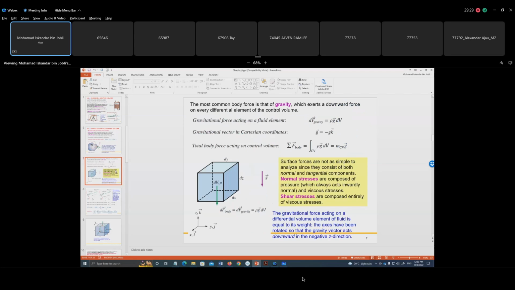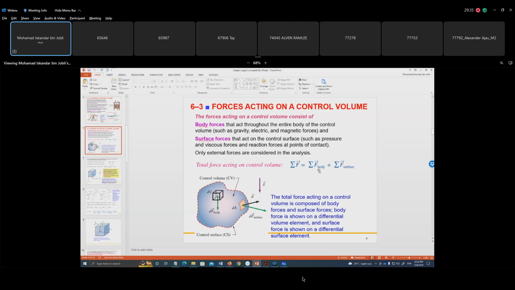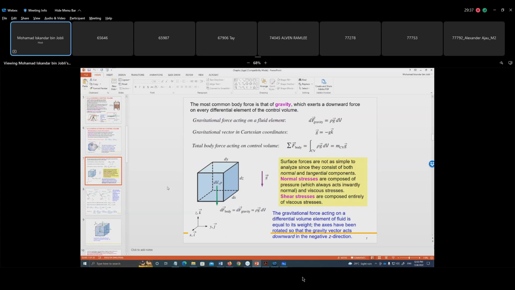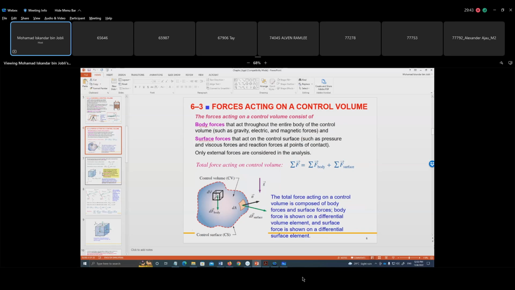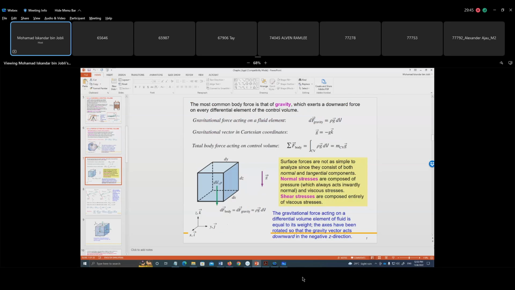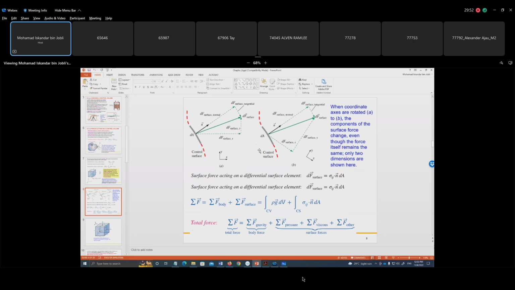Let me talk about the body here. We have a body, and this is the force of the body. When we talk about the surface, the force on the surface is a little bit hard, because you have to consider normal stress and shear stress. This is the control surface.